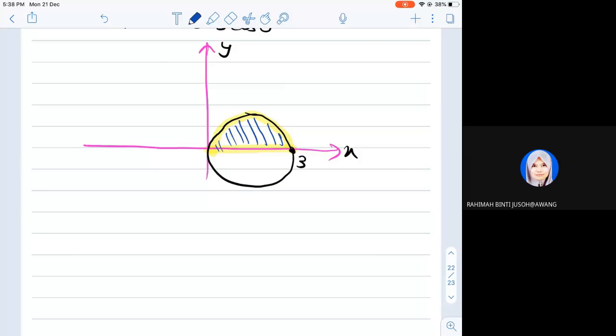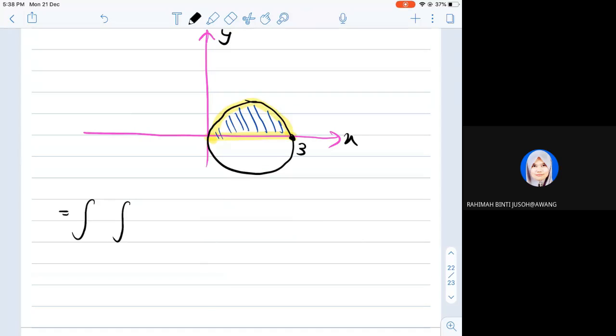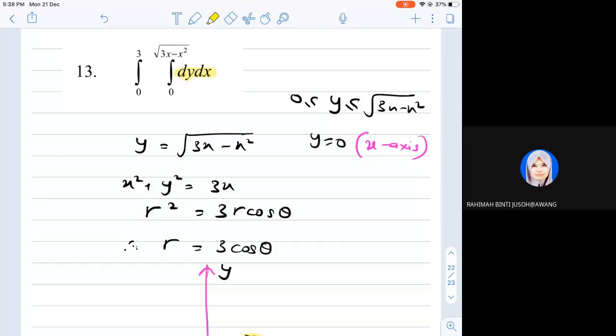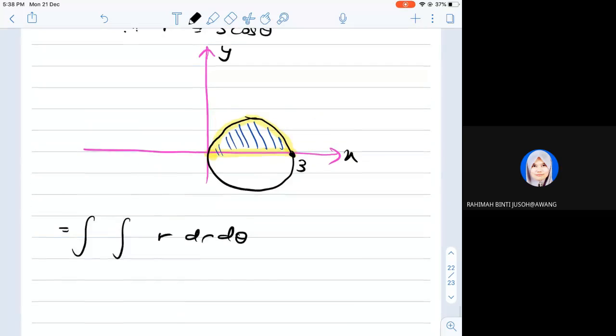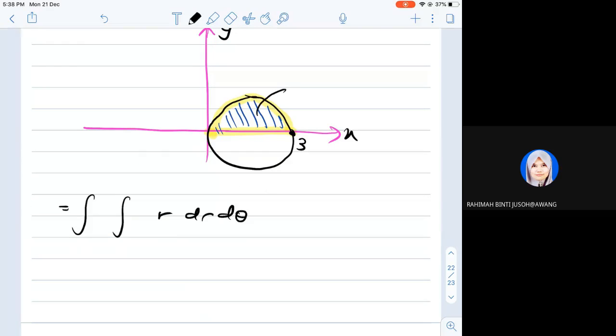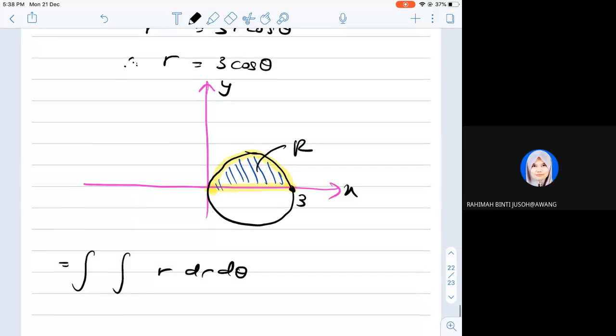Okay, let's change to polar. Is there a function or not? dy dx becomes r dr d theta, the three siblings. So put r dr d theta. Now according to this region R, the radius is from where to where? For theta, it is 0 until pi over 2. Theta equals 0 until pi over 2.